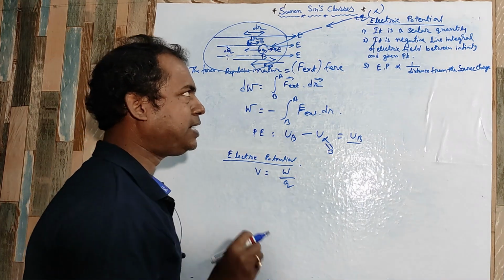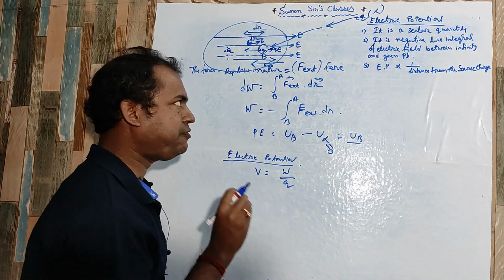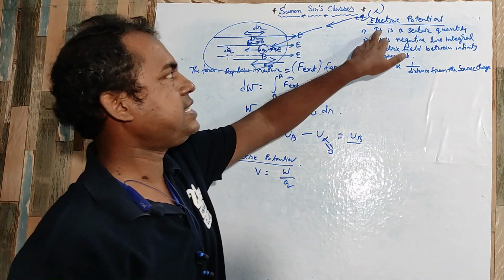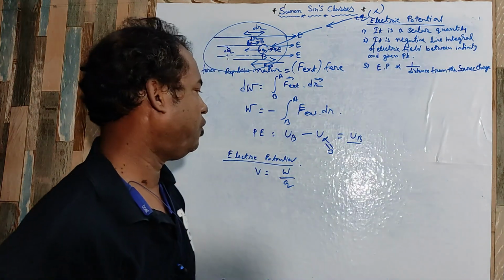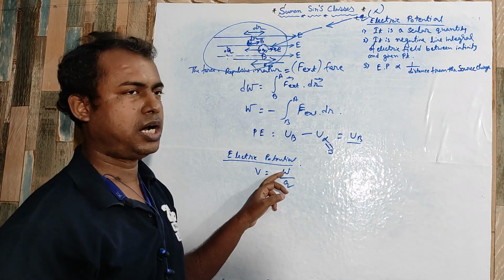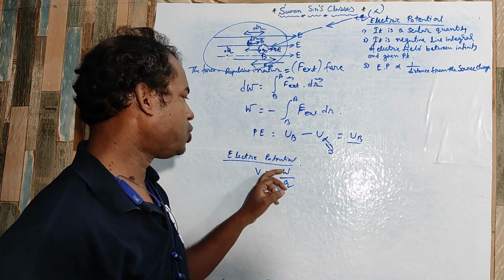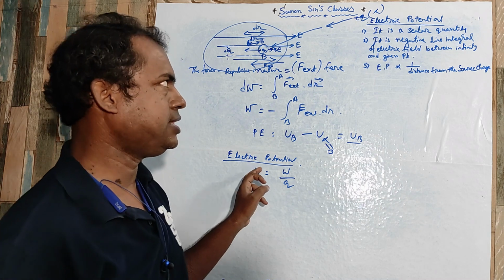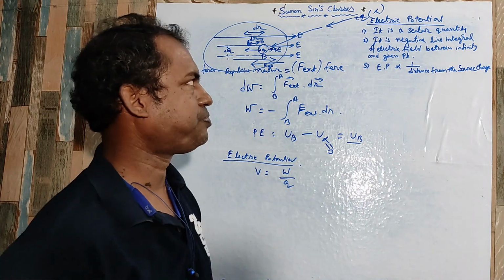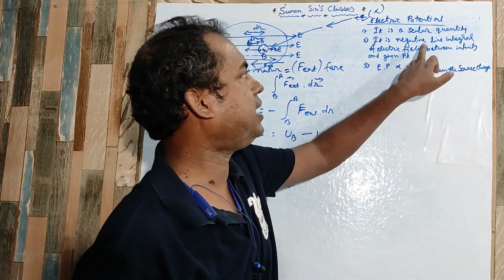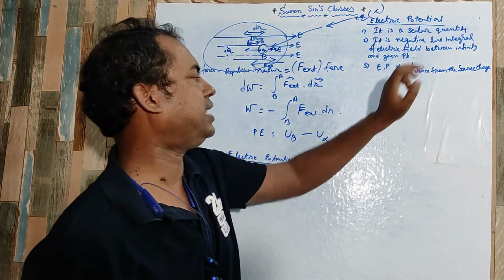So electric potential has some specific properties. First one, it is a scalar quantity. Obviously, W, work done, is a scalar quantity, and charge of a body is also a scalar. So V, that is the potential, is a scalar quantity. It is a negative line integral of the electric field between infinity and the given point.